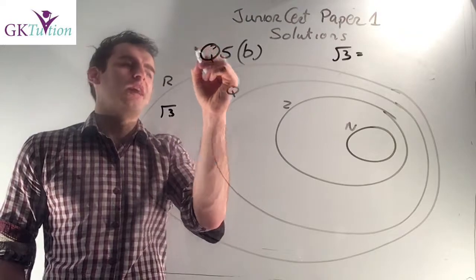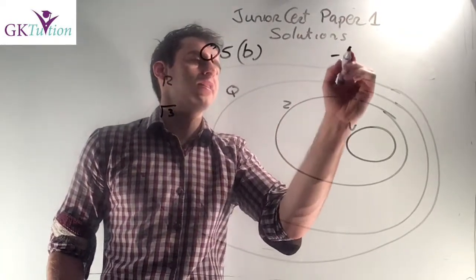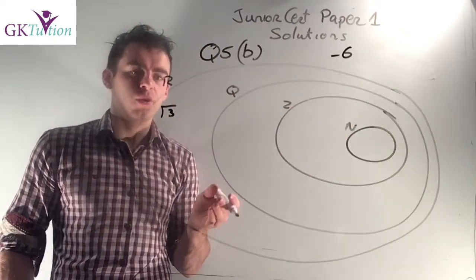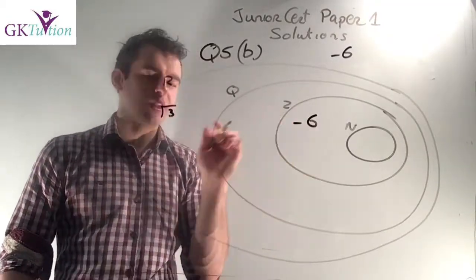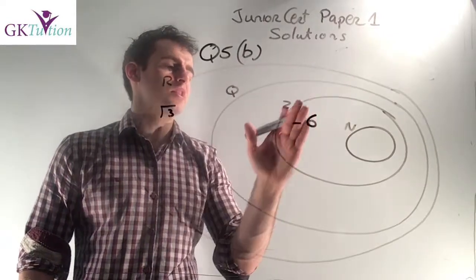The next number I'm looking at is minus 6. Minus 6 is clearly a negative whole number, which means that it's an integer. Which means that minus 6, I'm going to slot that one in Z. So I'm happy with that one because it's an integer.